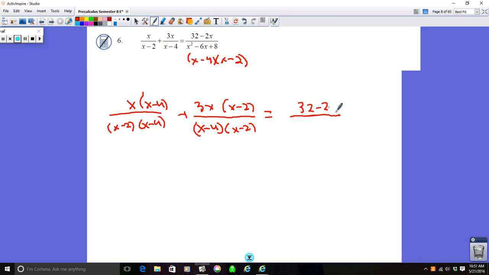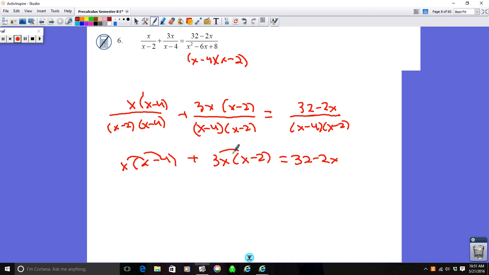32 minus 2x already has what we need, which is the x minus 4 and the x minus 2. Denominators are all the same, so you just focus on the numerators now. X times x minus 4 plus 3x times x minus 2 equals 32 minus 2x. Go ahead and distribute. And we have x squared minus 4x plus 3x squared minus 6x, sorry about that, equaling 32 minus 2x.